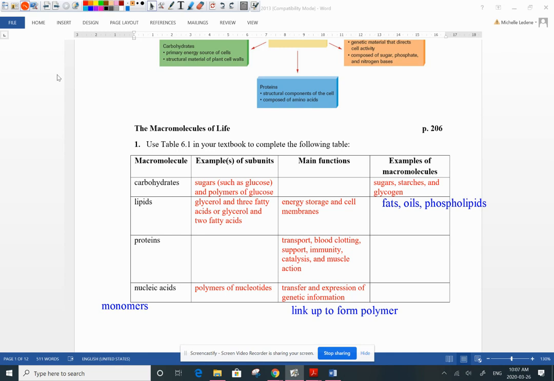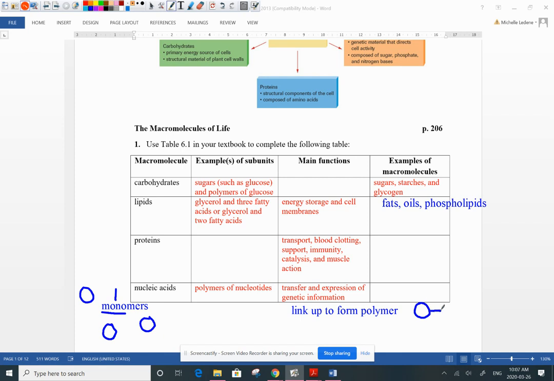Now, most of these macromolecules are made up of building blocks that are called monomers. So mono, of course, that prefix means one. And so imagine one little tiny molecule. Here's another molecule. Here's another. Here's these monomers, these individual subunits. When you put them together, you link them up to form a polymer.